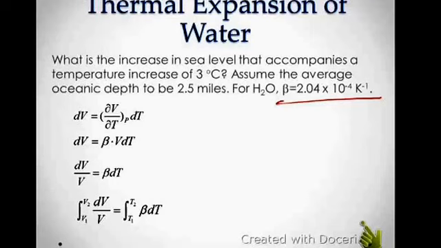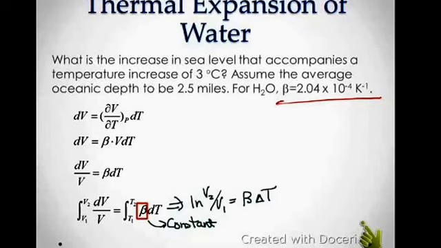But the key here is we are going to assume it's a constant, and that means that beta is going to come outside the integral, so we integrate both sides of the equation and we get this expression, the natural log of the final volume over the initial volume is equal to beta times the change in temperature that occurs. And in this case, of course, that change in temperature is equal to -3 degrees.